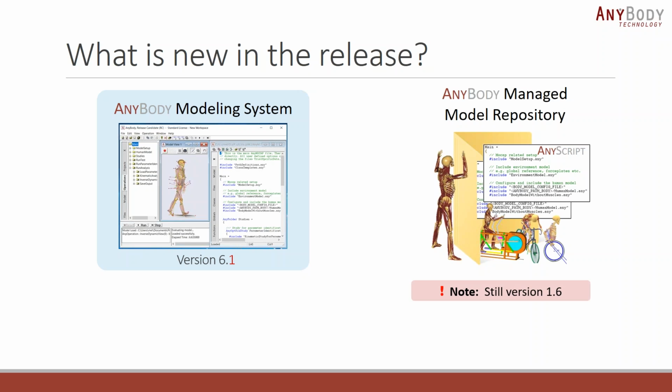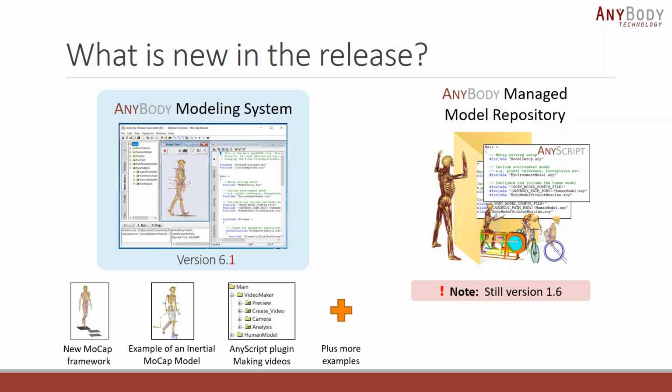Since we don't really release any new models, we will also, as part of this webcast, release a few examples of new features for AnyBody. These will be standalone examples that you can download afterwards, for you to try some of those new features that we're talking about. One of the features is a new MoCap framework. We also have an example of an inertial MoCap model. I've created a small AnyScript plugin to make it easy to make videos. We'll get to that when we talk about the graphical improvements in AnyBody. And there are also a few other examples that you can download afterwards.